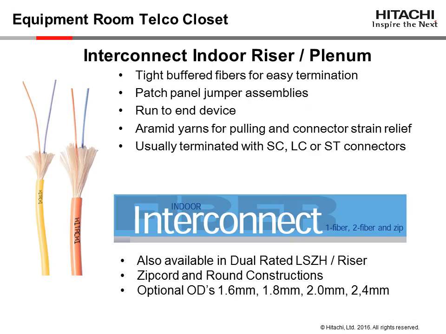Interconnect cables are commonly used with patch panel jumper applications or the last link to an end device and come in 1 fiber, 2 fiber round, and 2 fiber zip cord constructions. Intended for in-building use, interconnect products can either be riser rated or plenum rated. The armored yarns provide for connector strain relief. Common connectors are SC, LC, and ST. Depending on the application, there are a number of ratings and OD size options that can be chosen, including dual-rated riser, rated low smoke zero halogen, LSZH jacket material.